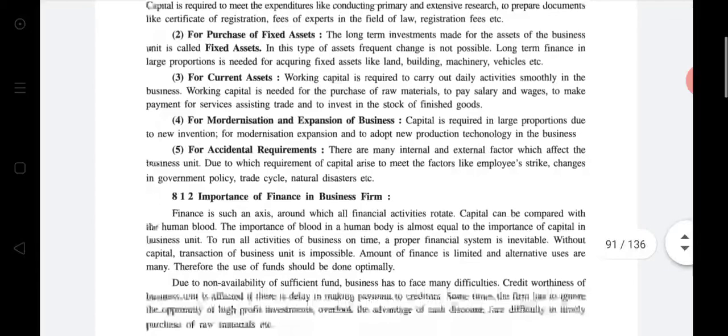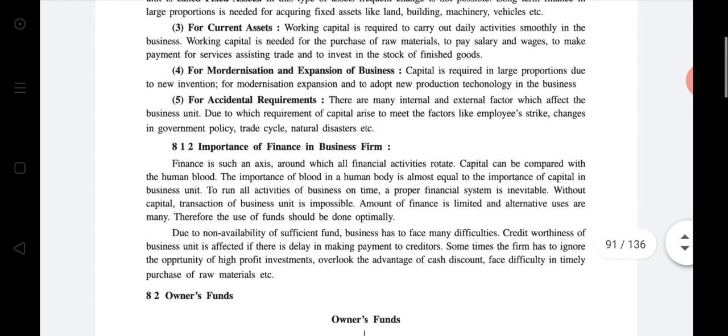The same is for current assets, like raw materials, payment of salary and wages to employees and workers, etc. Then modernization and expansion of business. And the last one is accidental requirements, because in a business environment we don't have any idea about uncertainties. Many internal and external factors affect the business unit, and the requirement of capital arises to meet factors like employee strike, government policy, trade cycle, and natural disaster also.